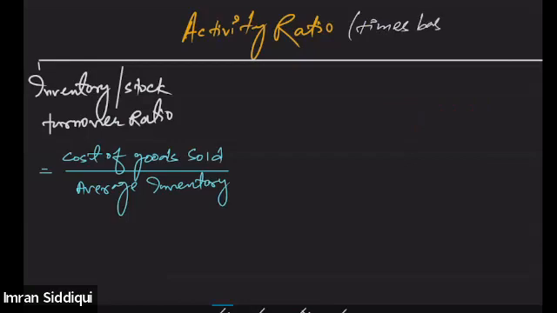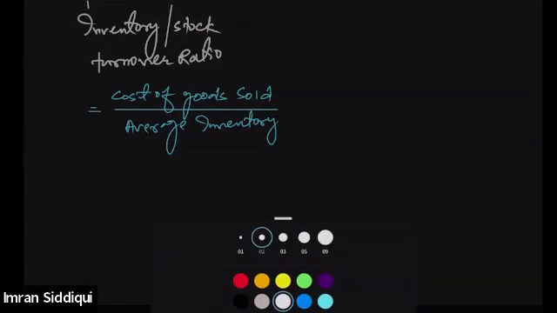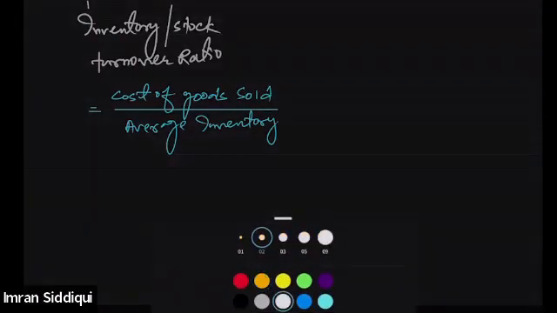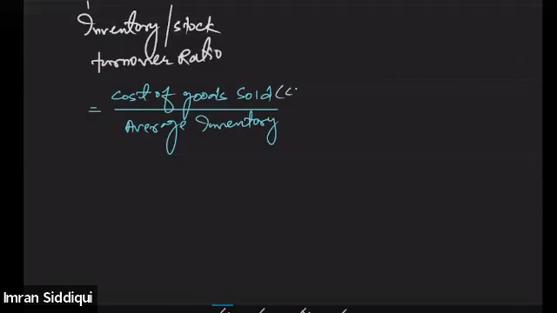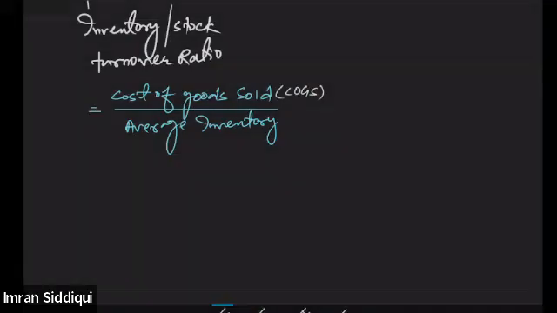You will be getting a time-based answer. Keep that in mind. Anyways, this is how we calculate the inventory turnover ratio. Now the question arises: sir, we are not able to recall how we actually calculate cost of goods sold. Cost of goods sold is also known as COGS. I'm sure you must remember this. But if you're not able to recall, let me write the formula for finding out the COGS.